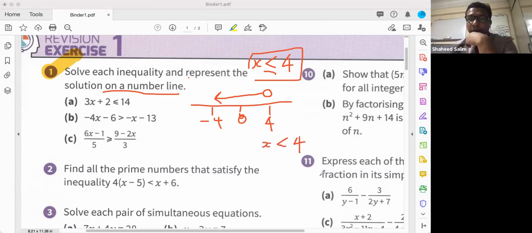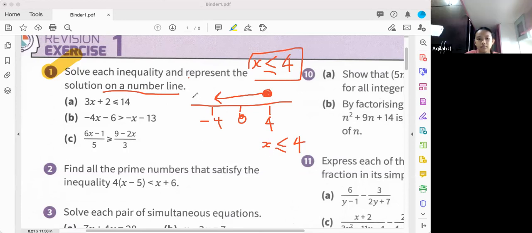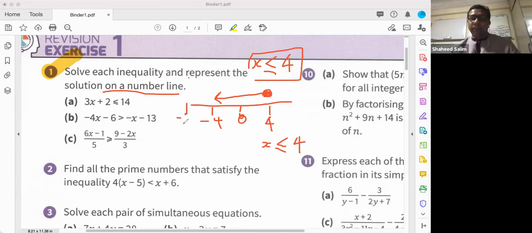X is less than 4. In order to include the equal, what must you do? You must color the circle. Okay, so this means equal. Are you okay? If let's say now I have down here is the -6, and then they say x equals to -6, and they ask you to represent this on the number line, you just draw a circle and shade it. Okay. All right, you try question C now.